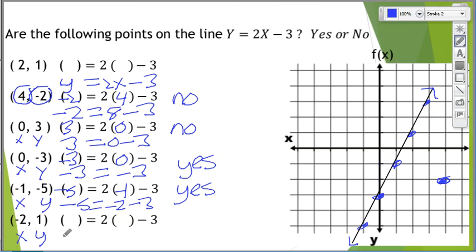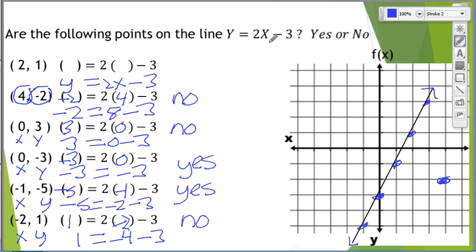Okay, for the last one, for the ordered pair (negative 2, 1), if we plug 1 in for the y and negative 2 in for the x, negative 4 minus 3 is negative 7. 1 does not equal negative 7, so we would say no. This one is not on the line.